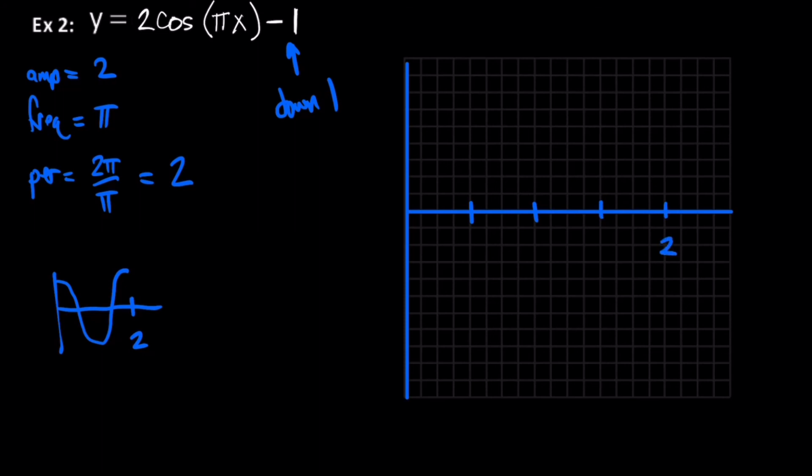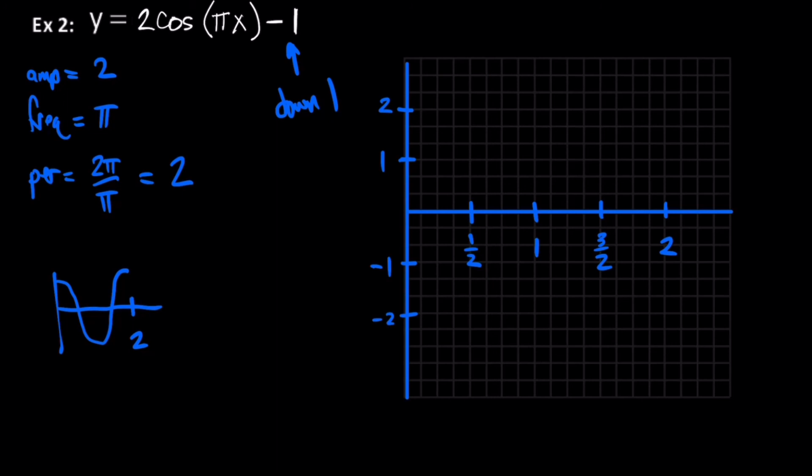So to label this, half of 2 is 1, half of 1 is 1/2, and then between 1 and 2 is 3/2. My amplitude is 2, and I'm shifting this down 1, so I'll try and maximize my area here. That's 1, that's 2. Keep your scale consistent, -1, -2.